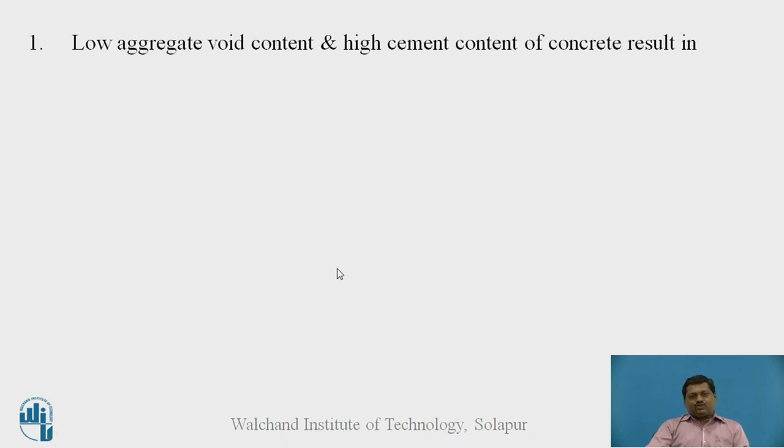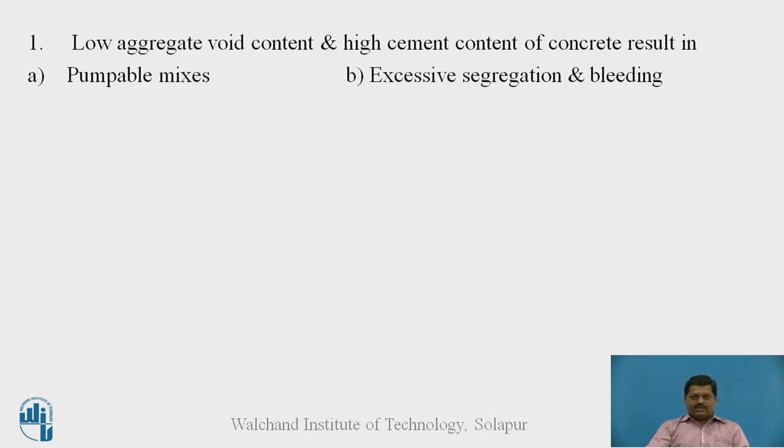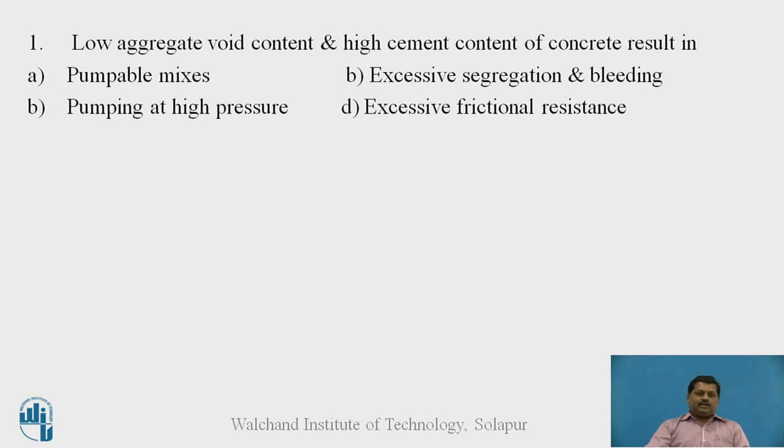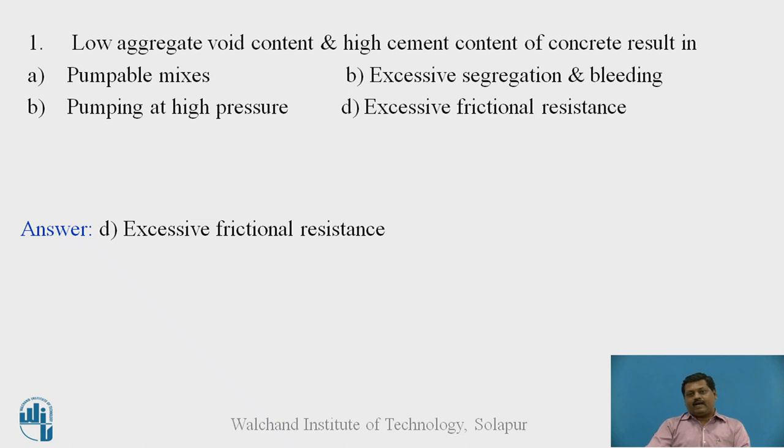Now my question, based on the earlier figure: if the mix has a low aggregate void ratio and high cement content, what will it result in? The options are A, pumpable mixes; B, excessive segregation and bleeding; C, pumping at high pressure; and D, excessive frictional resistance. Pause the video, think on that, observe the figure and write down the answer. The answer is excessive frictional resistance, D. Okay, so if you observe the figure, then definitely you can give the nature of the concrete based on the aggregate void content and cement content.